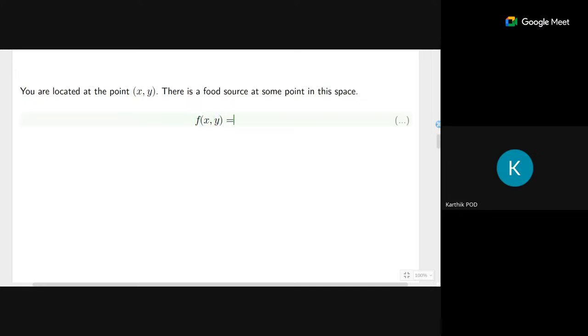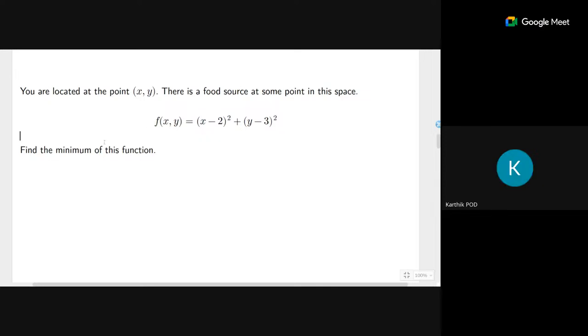So your distance from the food source is given by this kind of equation: (x minus 2) whole squared plus (y minus 3) whole squared equals the distance. This is how far you are from the food source. If you are actually at the food source, the distance will be 0. So your task is to find the minimum of this function. This is what we call an optimization problem. You want to minimize the function, to get as close to the food source as possible. Do you understand the problem statement?